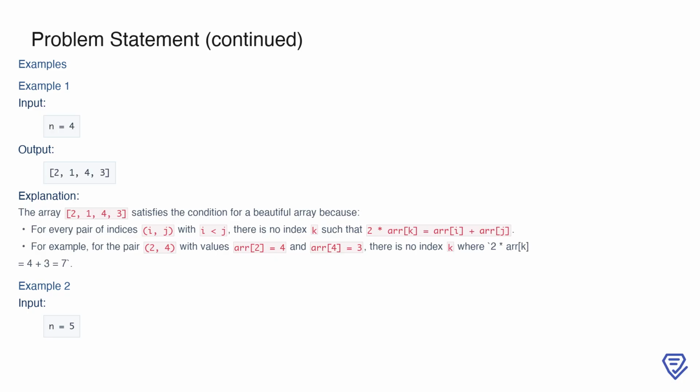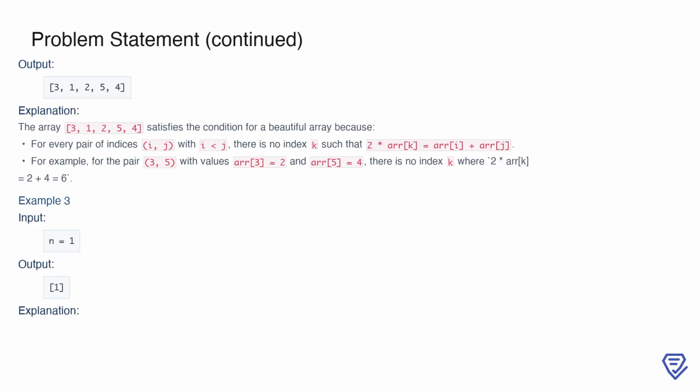For instance, consider the pair 2, 4, where the values are arr[2] equals 4 and arr[4] equals 3. Their arithmetic mean would be (4 + 3) / 2 equals 3.5. Since there is no index k where arr[k] equals 3.5, this condition is satisfied. Similarly, all other pairs in this array meet the condition, making 2, 1, 4, 3 a valid solution.